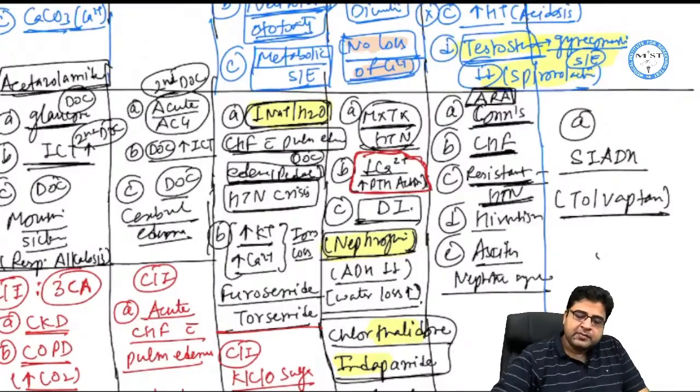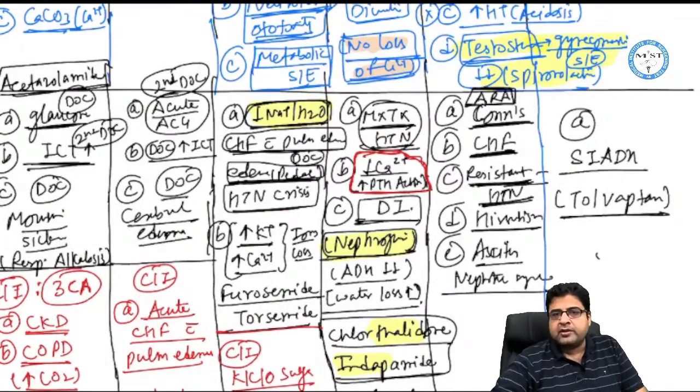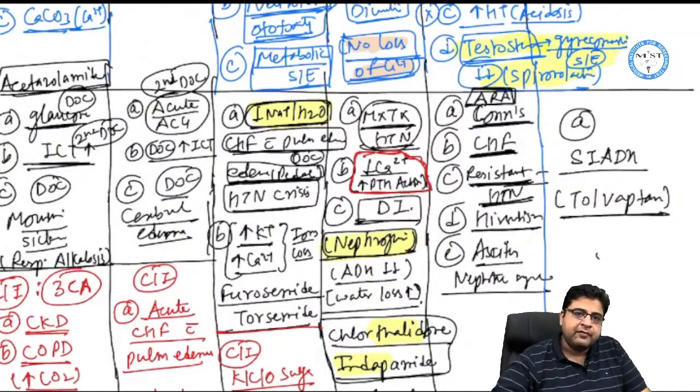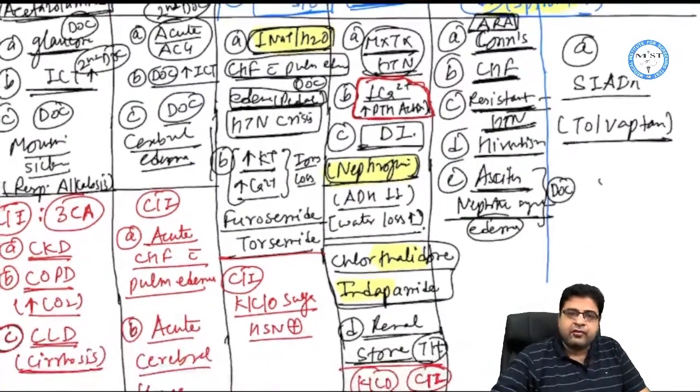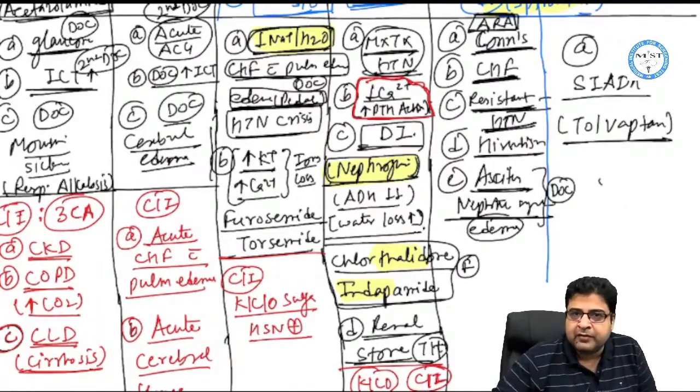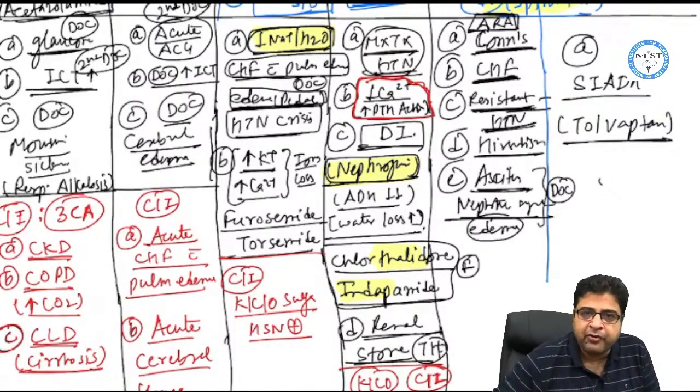Apart from that, spironolactone can block testosterone in females and is given for the treatment of hirsutism as a first line drug. Spironolactone is also a drug of choice for ascites and edema seen in patients of nephrotic syndrome. So for edema associated with ascites and nephrotic syndrome, we use spironolactone as a drug of choice.